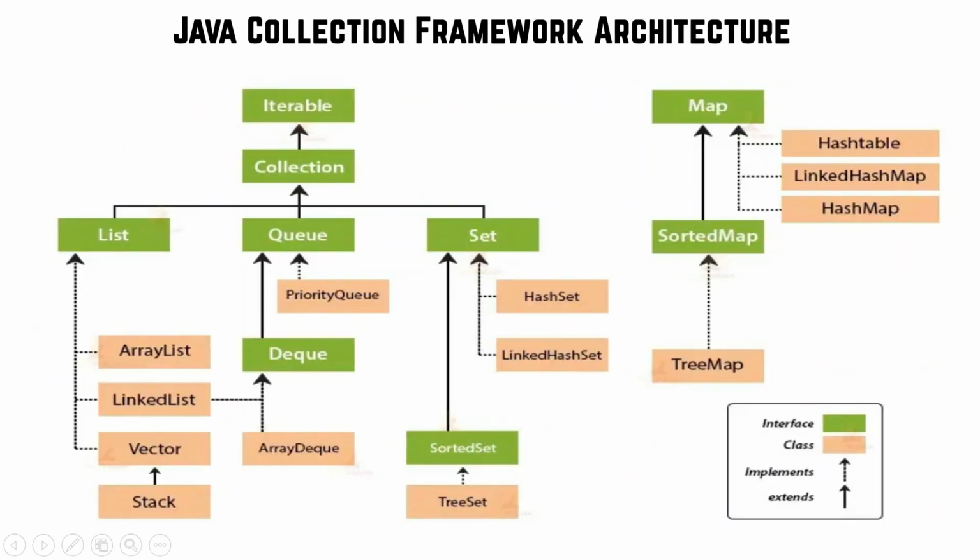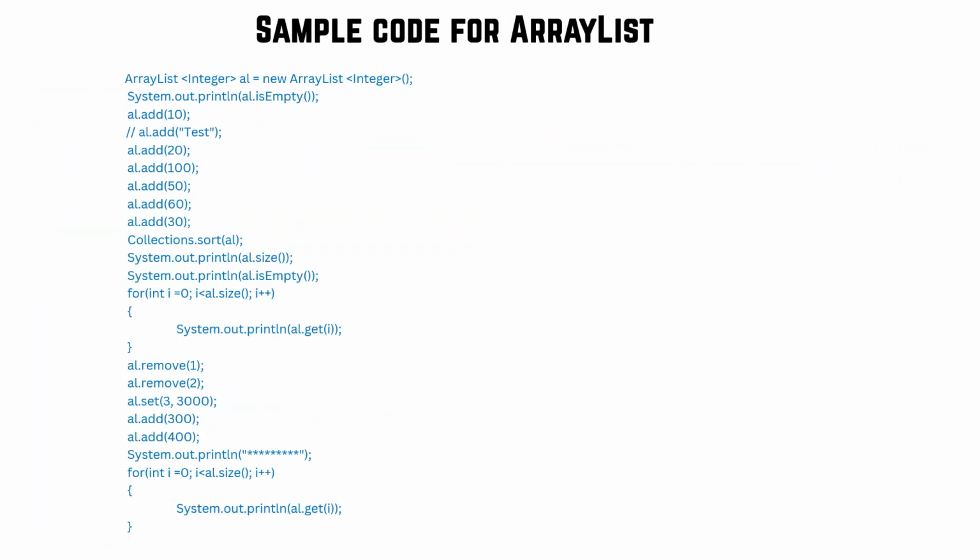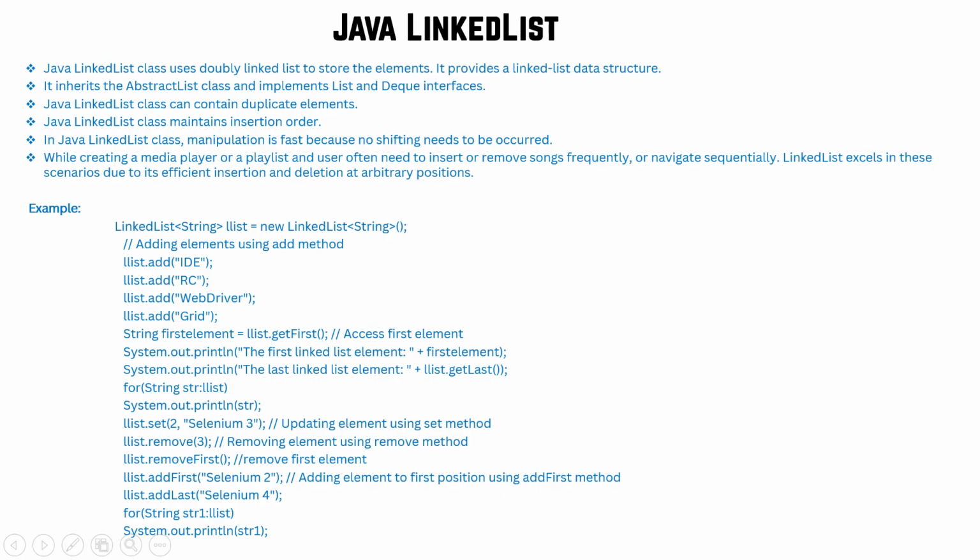I already mentioned it is the same as List, and apart from that, it additionally extends the Queue interface, meaning a double-ended queue. So you can do the operation from both sides, not only one side. That is the major difference. So the Java LinkedList class uses a doubly linked list to store the elements. It provides a linked list data structure. It inherits the abstract class and implements the List and Deque interfaces. So the Java LinkedList class can contain duplicate elements. It also maintains insertion order. In the Java LinkedList class, manipulation is fast because no shifting needs to occur, because you can do the operation on both sides.